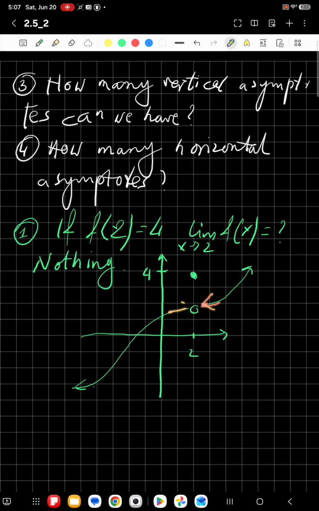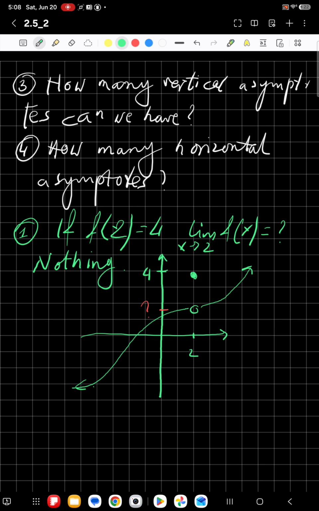Not when it is 2, right? So we don't know what that value is, right? So we can say nothing about the limit. And the same with the second question, it's similar. We can even use the same drawing, right?